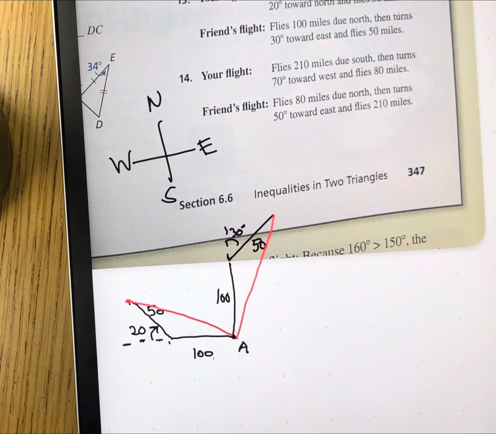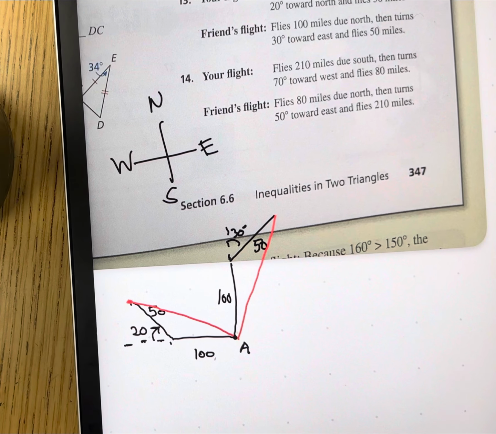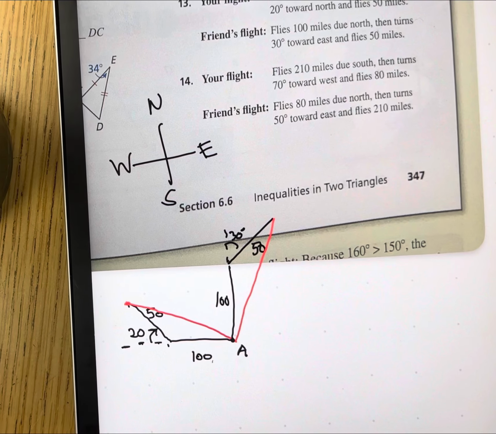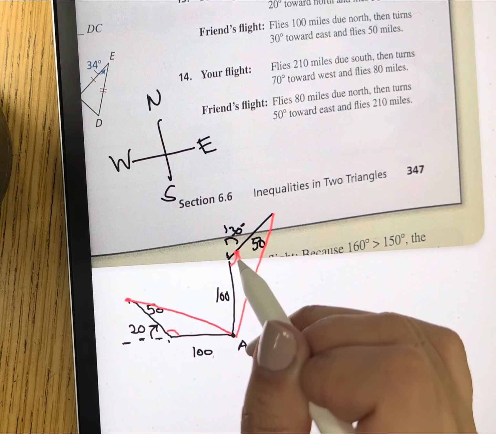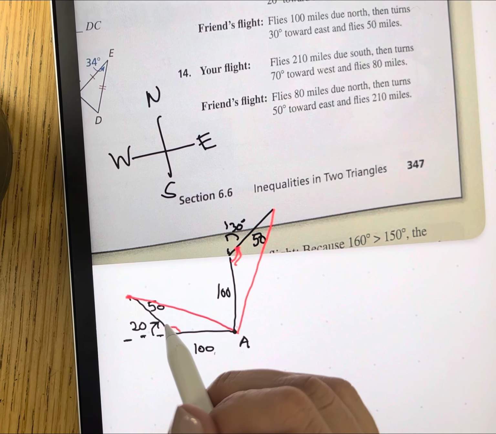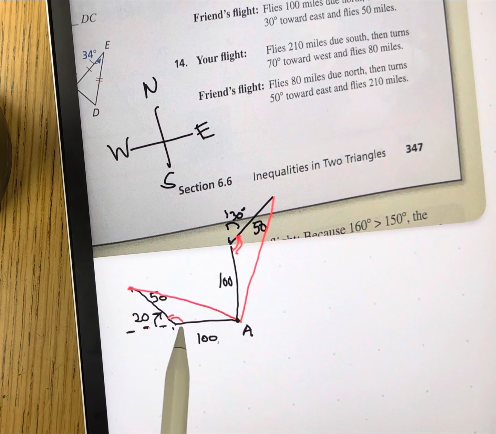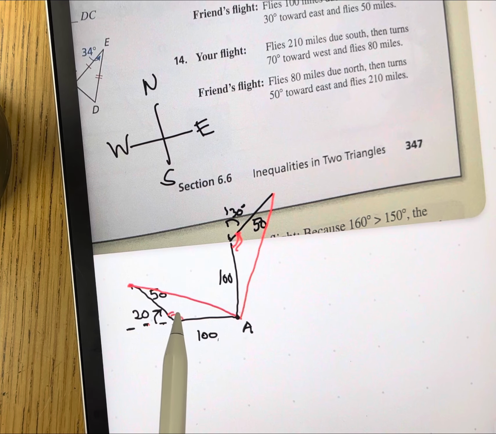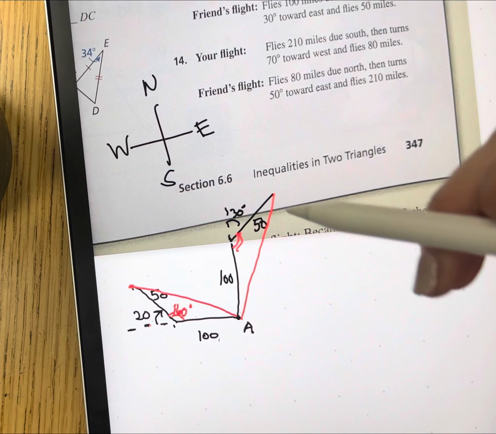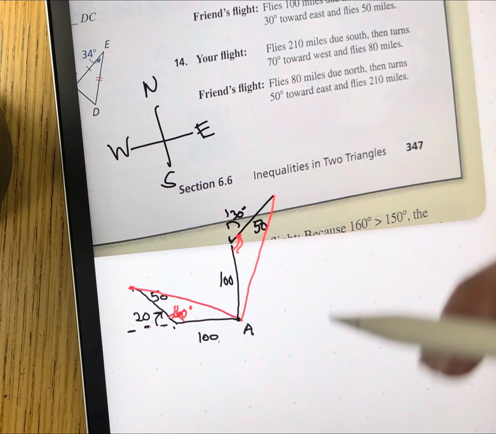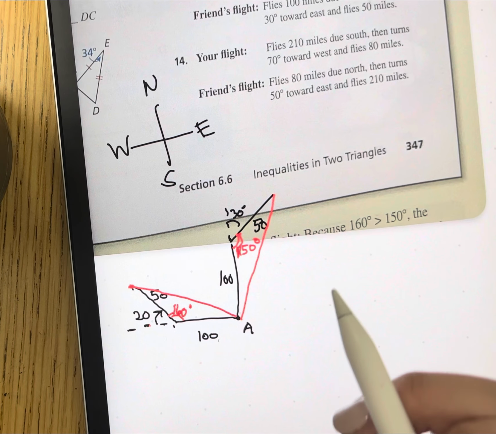And now this is how far my friend is from the airport. So looking at this, to compare these, I've got to figure out what these angles are. This angle and this angle. So if this is 20 degrees here and this is a straight line, I've got to subtract from 180 to determine that this is 160 degrees. And over here, if this is 30 degrees, subtract from 180, this is 150 degrees.